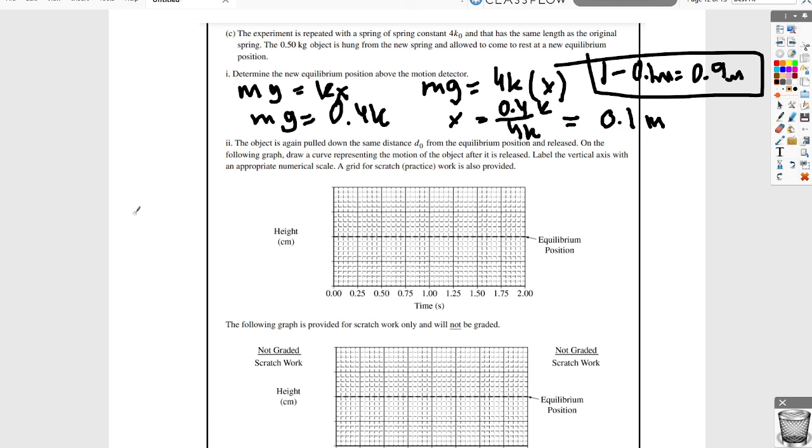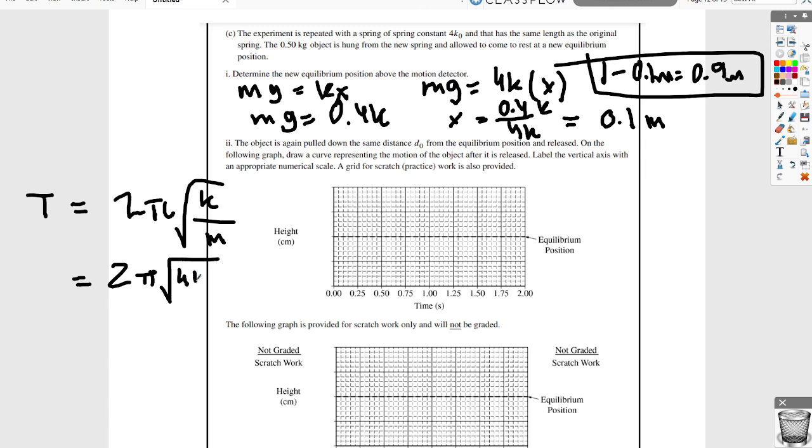Actually, yeah, the period. So T is equal to 2 pi square root of k over m. So we have 4k in there. What are we going to get? That's equal to 2 pi times the square root of 4k naught over m, which is equal to 4 pi times the square root of k naught over m, which means this is 2 times T naught. 2 times the initial T.